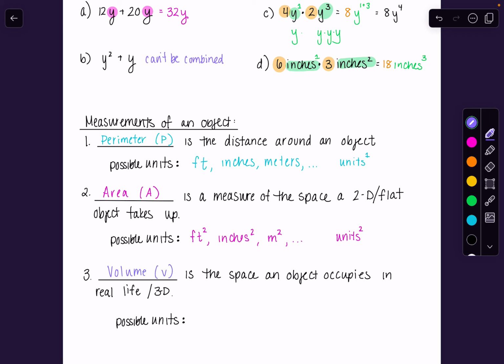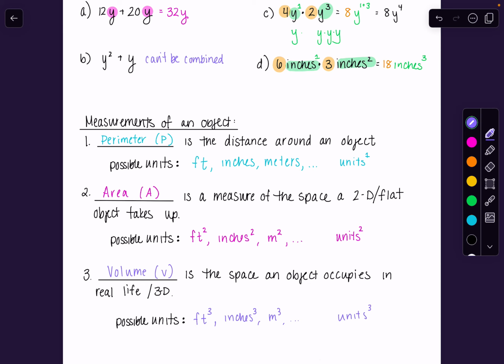So often indicated by a V. Okay. So you can think of the volume of air in a room, the volume of water you need in a fish tank or a pool. These are always going to be units to the third. So feet cubed, inches cubed, meters cubed, and so on. So volume will have units to the third.